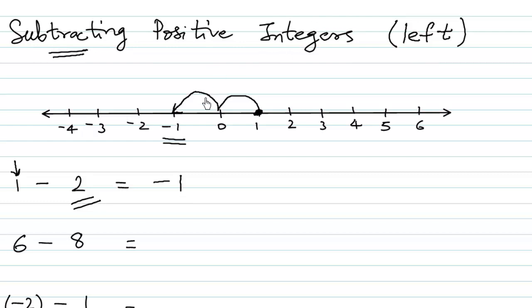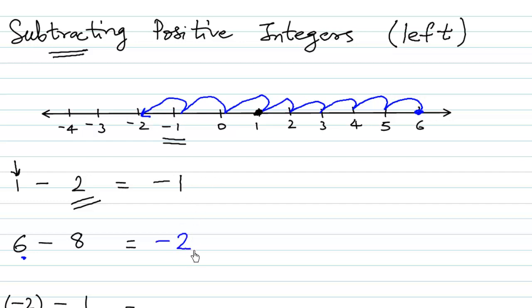Similarly, let me erase this first. What is 6 minus 8? So we're going to start at 6. So we are over here. And then we are going to subtract 8. We are subtracting 8 units from 6. So we're going to go left side. 1, 2, 3, 4, 5, 6, 7, 8. 8 places. So we land at negative 2. So 6 minus 8 is minus 2, negative 2.